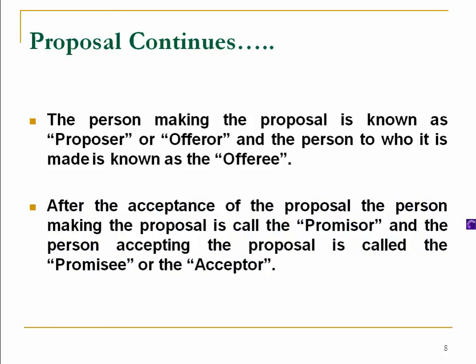Again, we will continue the discussion on it. The person who's making the proposal is known here as the proposer, and the person to whom he is making the proposal is known here as the offeree. As I said earlier, you always require a minimum of two parties. One is the one who's making the proposal, whom we recognize as the proposer, and the one to whom it was made is known as the offeree. When this proposal is accepted, the proposer's status gets converted into the promiser, and the offeree gets known as the acceptor.